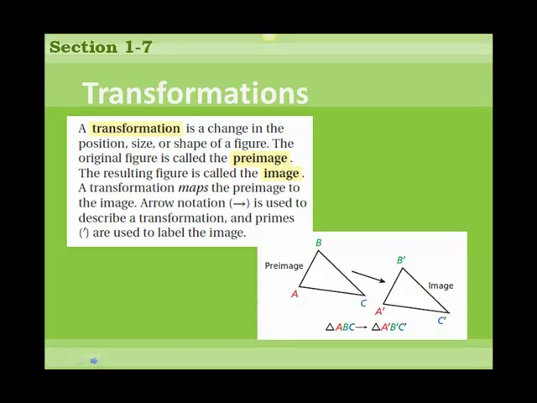a figure. The original figure, which would be this one here, triangle ABC in this instance, is called the pre-image. It's what you have before you make any changes, before you do any transforming. And then the resulting image, which is what you see down here, is called the image. The transformation maps the pre-image directly onto an image, and we can write that using arrow notation. So you can see here the pre-image is triangle ABC, and we use our arrow, which says that maps directly onto triangle A prime, B prime, C prime. So A matches up with A prime, B matches up with B prime, and C matches up with C prime.